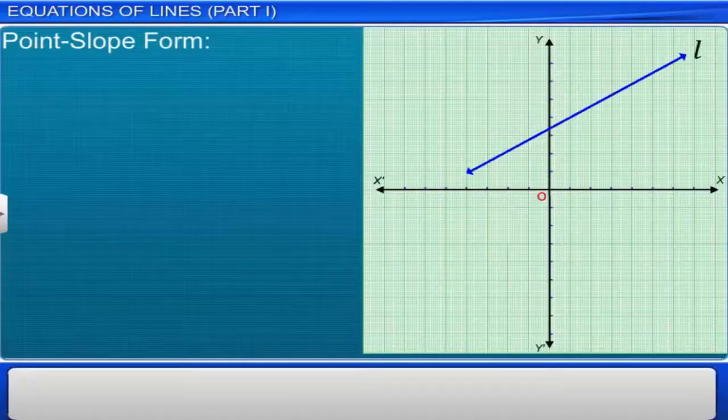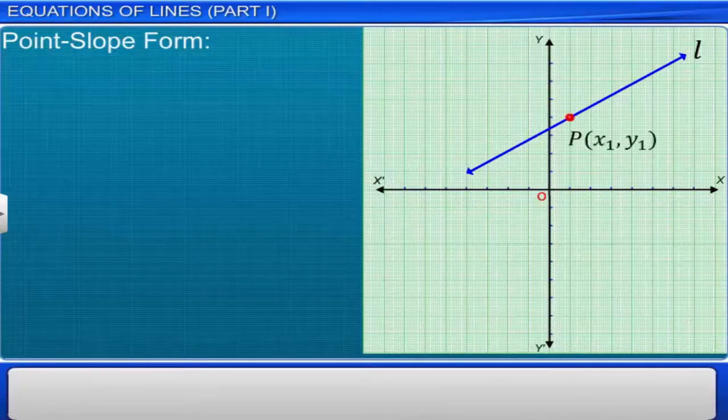The equation of a line passing through a given point and having a given slope can be represented using the point-slope form. Consider a non-vertical line, L, passing through a given point, P (x1, y1). Let m be the slope of line L. Let A (x, y) be any arbitrary point on line L.